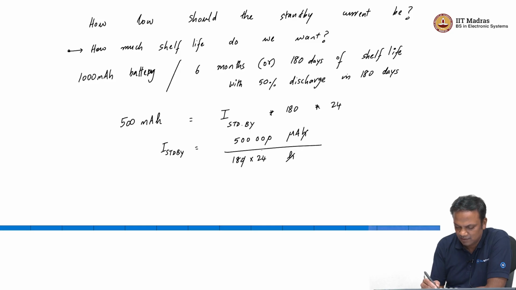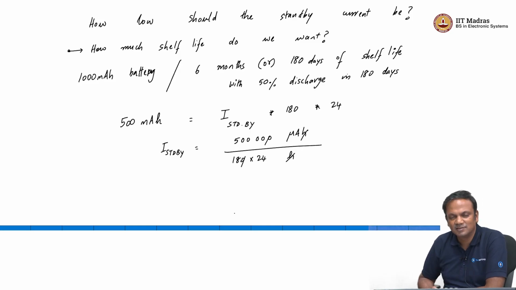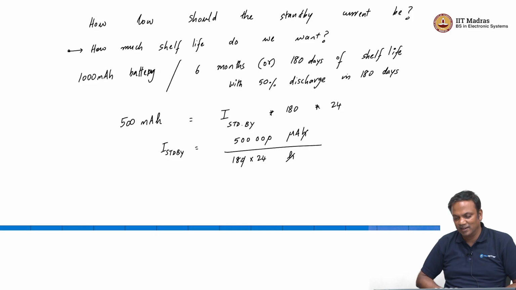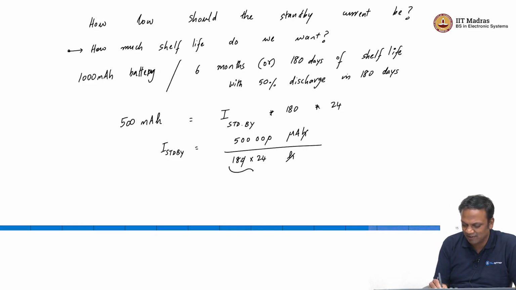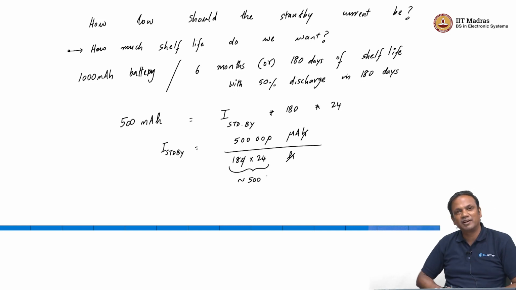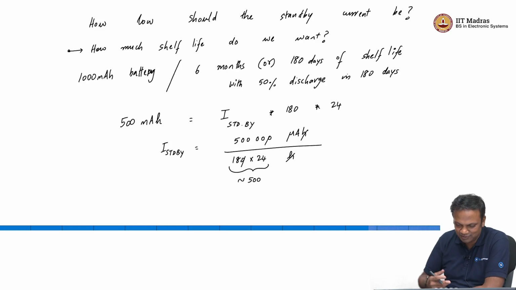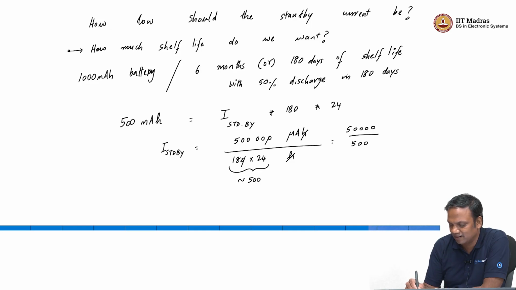So, 500,000 by what is 24 into 18, we will make the numbers friendly, we will say this is about 500, right. 25 into 20 is 500. So, between friends we will say this number is 500. So, you have 50,000 divided by roughly 500, which is 100 microamp.